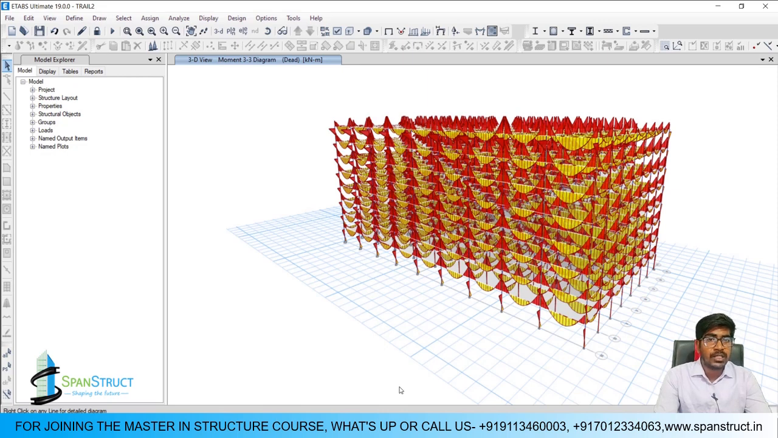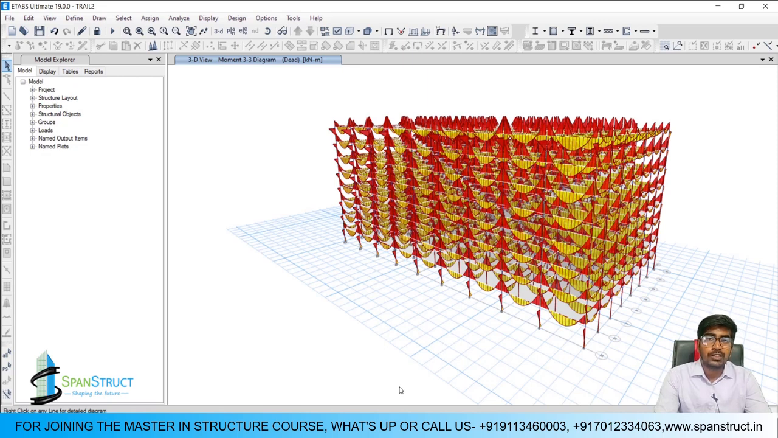Based on shape, we have different shapes of columns like rectangular, square, circular, T shape, and L shape. If you look at the material classification, columns can be made out of different materials like steel, RCC, wood, and also composite.